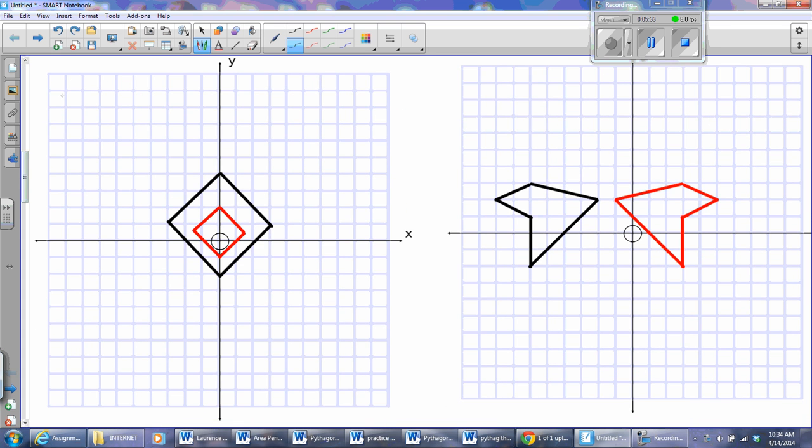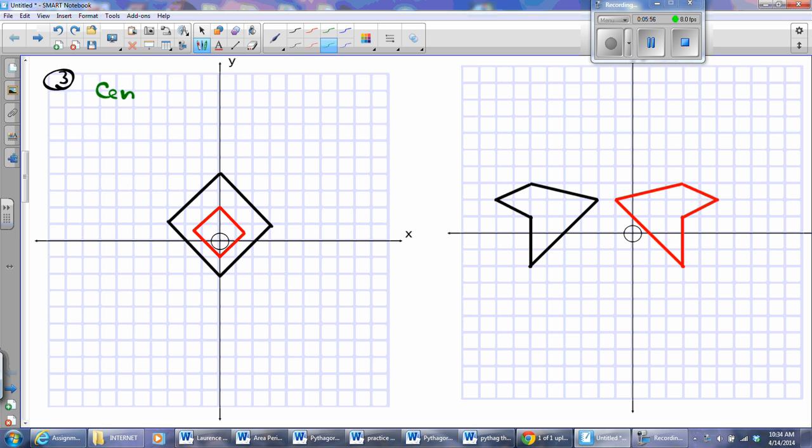All right, problem number 3 here. We have the black diamond kind of shape. It's not a perfect diamond. Excuse me. And we have the red shape inside. It looks like some type of dilation has taken place. Let's see if we can determine the scale factor. That might be a little bit trickier. Maybe we should determine what the center is.